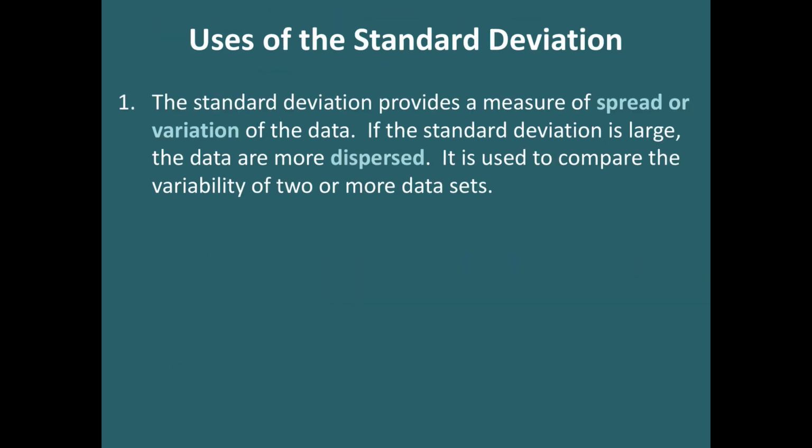Here are some uses of the standard deviation. The standard deviation provides a measure of spread or variation of the data. If the standard deviation is large, like brand A, then the data are more dispersed, more sporadic. It is used to compare the variability of 2 or more data sets. As you saw from the previous example, brand B had a smaller standard deviation, which made it a more consistent brand. Less variability, less sporadic.